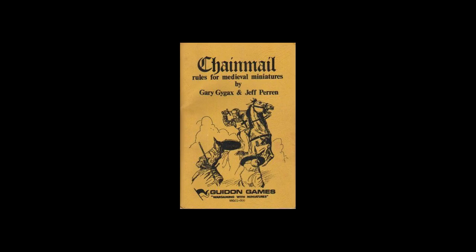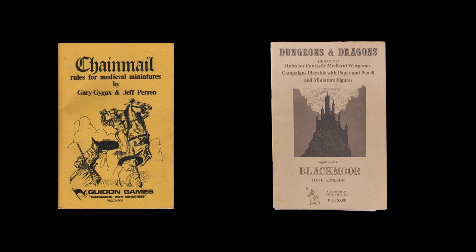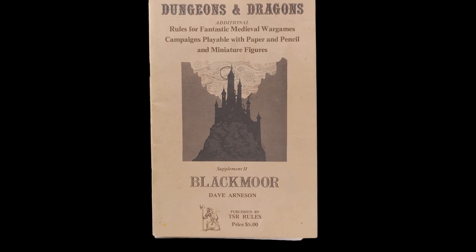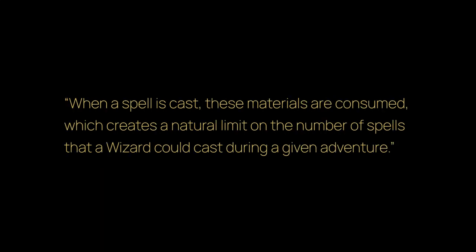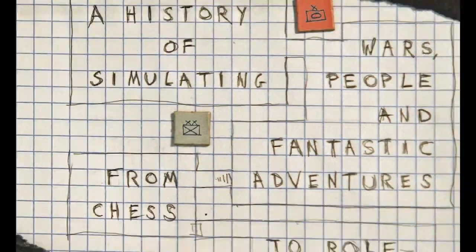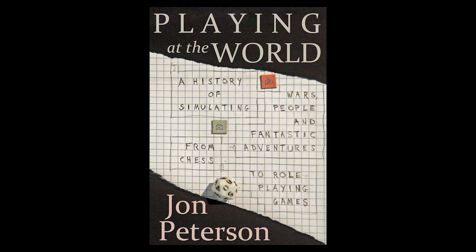In Chainmail, the rules made no explicit statement as to how many times a wizard could cast their known spells. However, Dave Arneson's Blackmoor rules did. His rules clarified that spells are constructed and packaged by wizards long before they are cast, and thus a wizard needed to bring the materials necessary for a spell into the dungeon in order to cast it. When a spell is cast, these materials are consumed, which creates a natural limit on the number of spells that a wizard could cast during a given adventure. That quote was from Playing at the World, written by John Peterson. And if you don't know who John Peterson is, I'll show you.